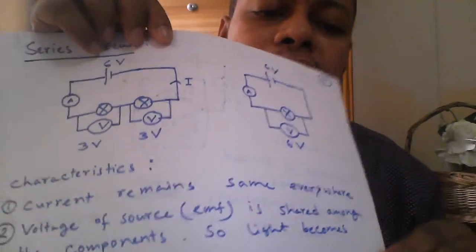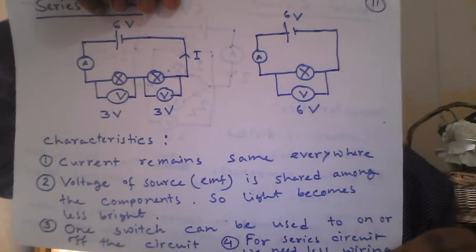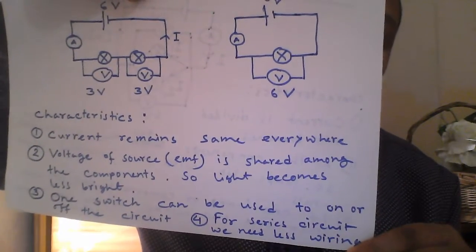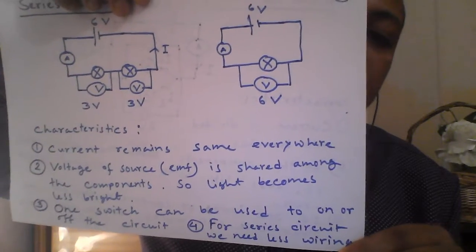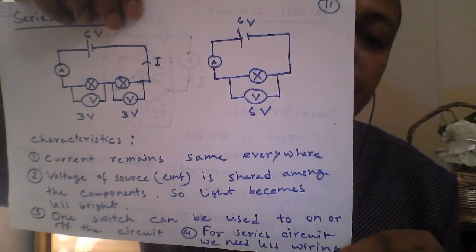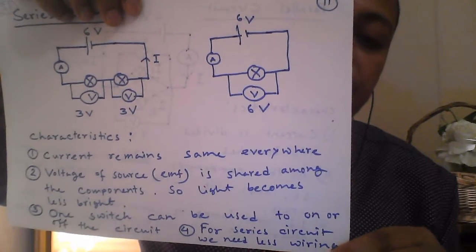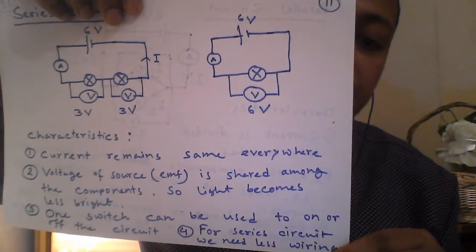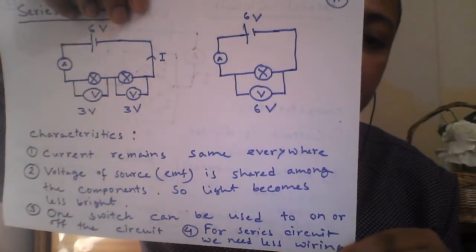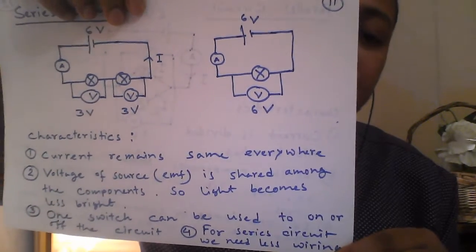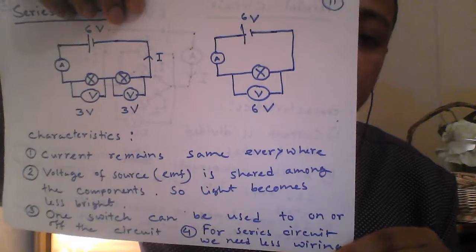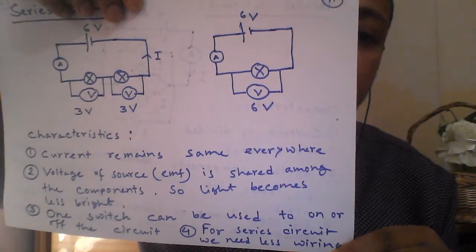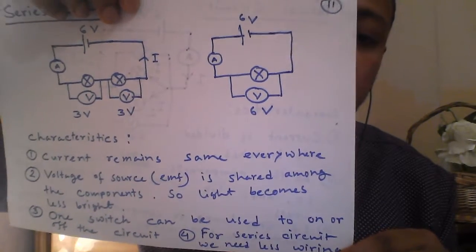Now if the voltage or the EMF is shared, then the lamp's brightness will be less. You see, for the one lamp only we are getting 6 volt, but for two lamps, they are connected in series, we are getting 3 volt 3 volt. That's why we will get less brightness for each of the lamp, as the total EMF is shared among the components.